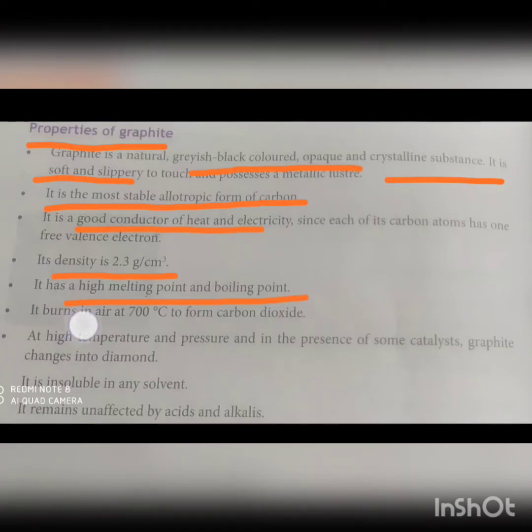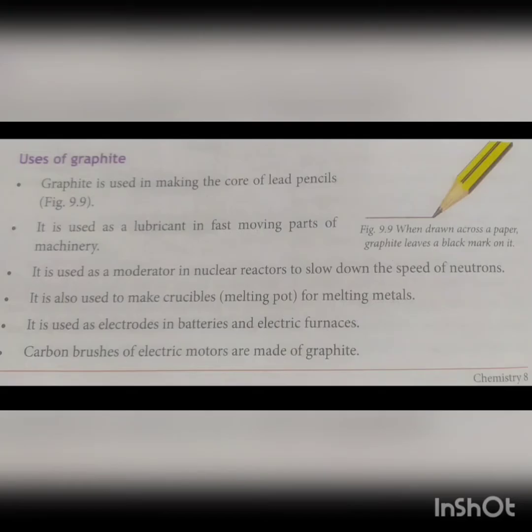It burns in air at 700 degrees Celsius to form carbon dioxide. At high temperature and pressure, and in the presence of some catalyst, graphite changes into diamond. It is insoluble in any solvent. It remains unaffected by acids and alkalis.